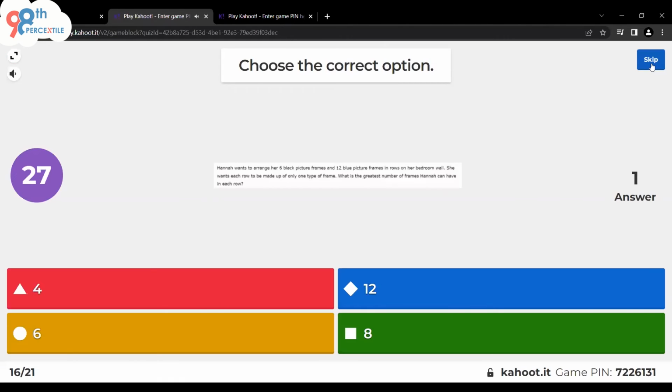Okay, Hannah wants to arrange her 6 black picture frames and 12 blue picture frames in rows on her bedroom wall. She wants each row to be made up of only one type of frame. What is the greatest number of frames? So, your best friend word problem is back again. Have at it.